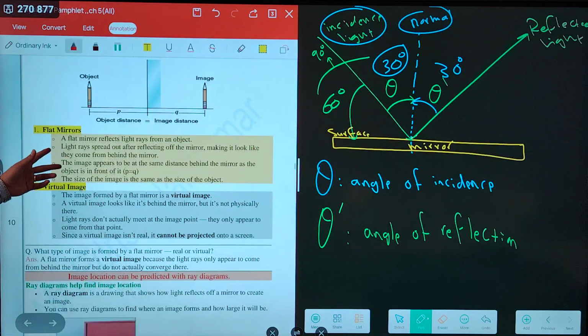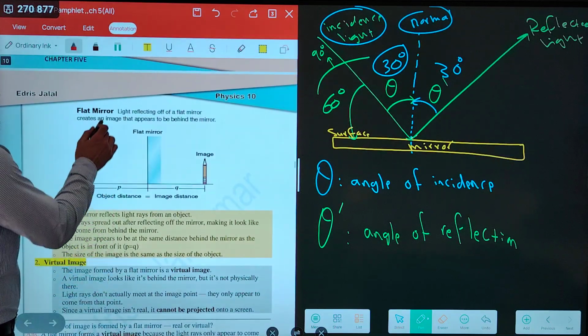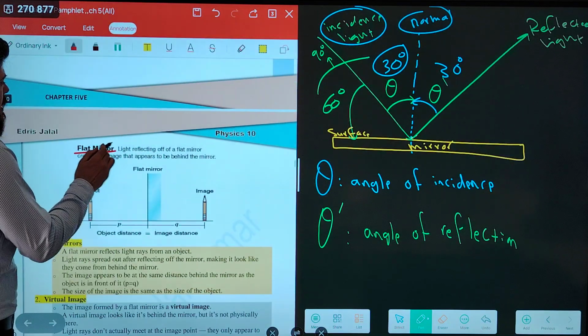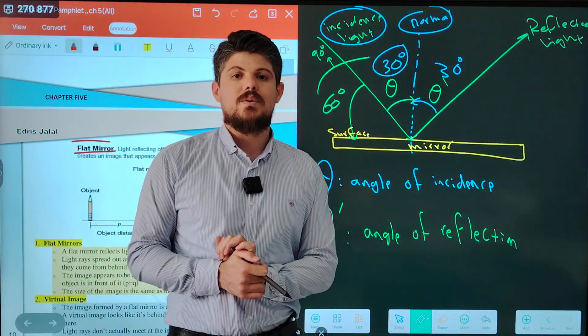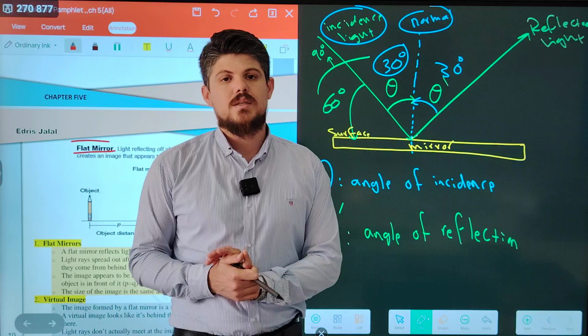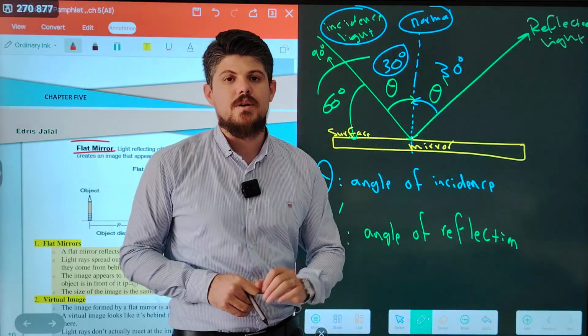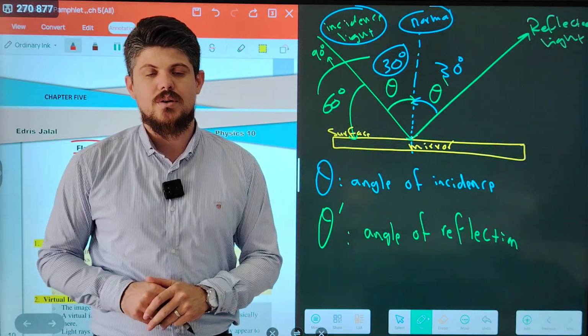So, that's all for today, guys, about the flat mirror. Inshallah, in the next lesson, we're going to talk about the flat mirror, and we will study the properties of the image formed by the flat mirror. Thank you for listening.